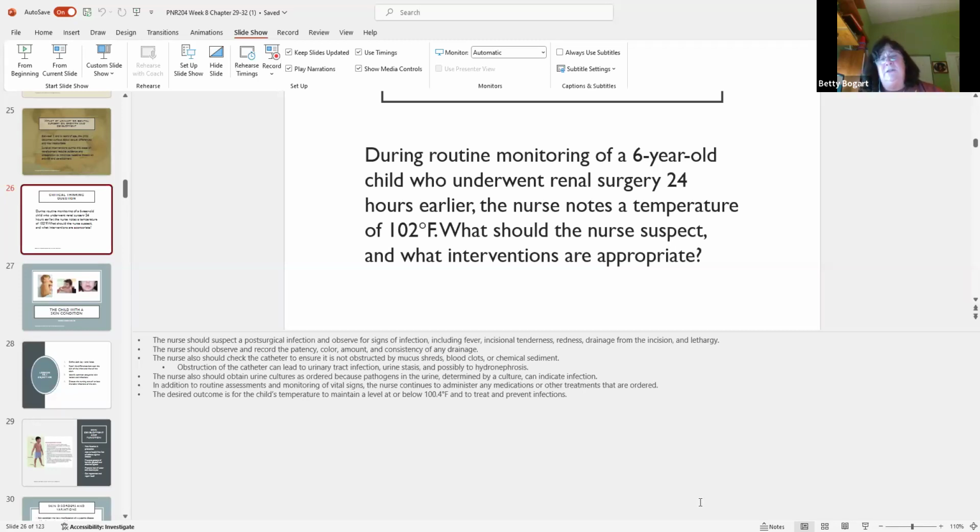Yes, they'll probably do a CBC. When you have a fever elevated post-surgery, most likely the white blood cells will be elevated. And we're going to make sure if they can eat and drink, any child with a fever, we're going to give little sips of fluids, right? We need to replace all of that extra water loss due to that fever. So there are a lot of different things that we can do.